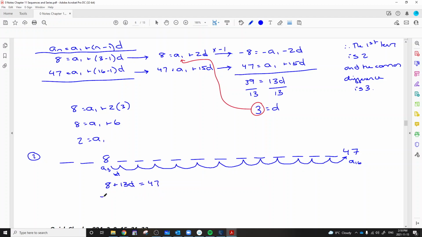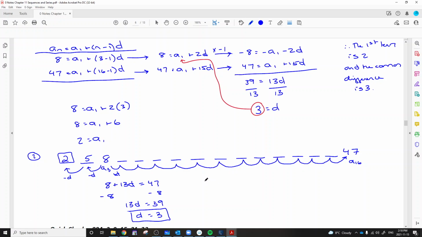To solve for d, I'm going to subtract the 8. I end up with 13d equals 39. That feels familiar. I'm going to divide both sides by 13 and I get d is 3. So I added 3 thirteen times to get to 47. But that's the common difference, and I still want the first term. To go backwards, instead of adding our common difference, we could subtract it. So I'm going to subtract the common difference twice, and I end up with 8 minus 3 is 5, minus 3 again is 2. So this is your first term.